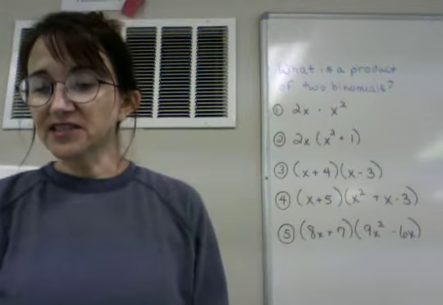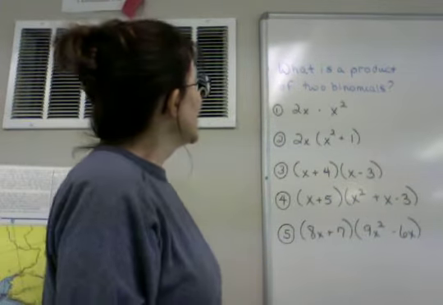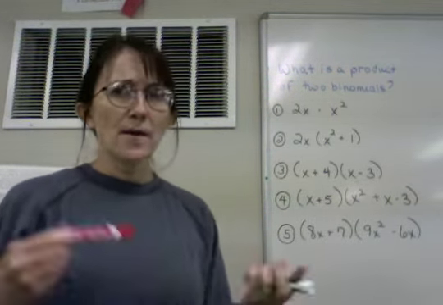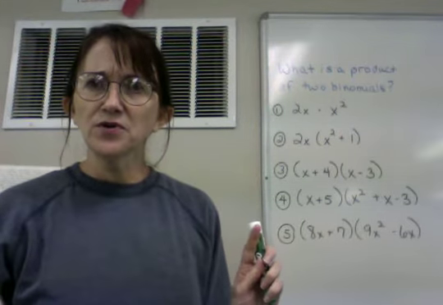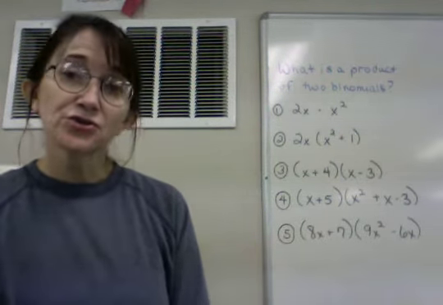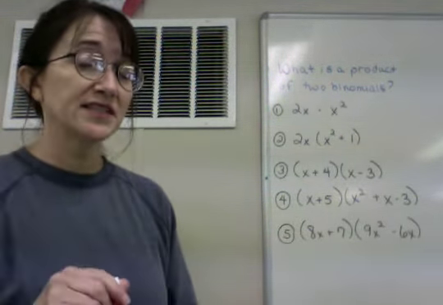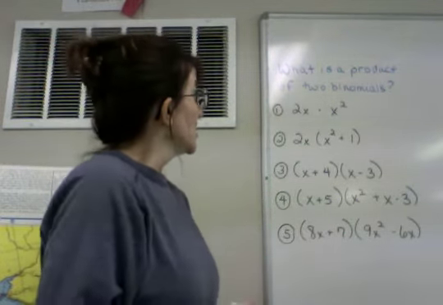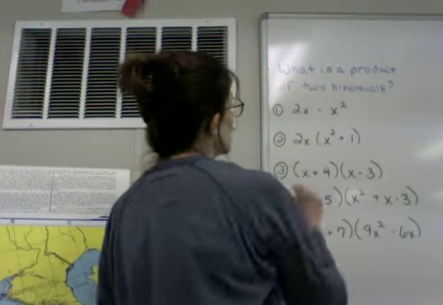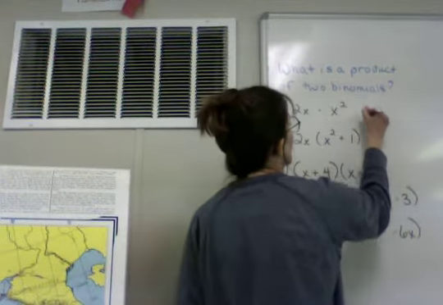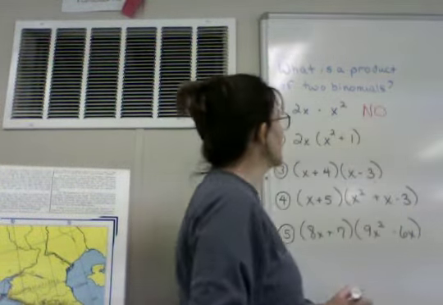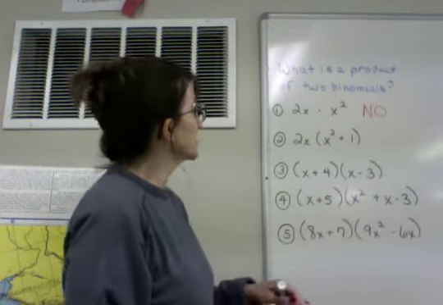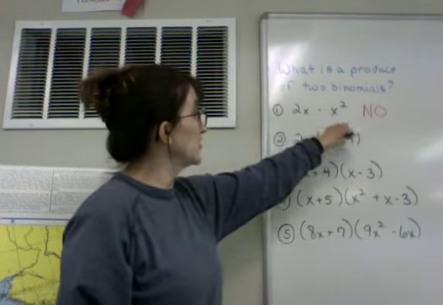So let's look at this. We have 2x times x squared. Binomial means I need two terms. I need to be multiplying two terms to two terms. So is this a product of a binomial? No, that is not a product of a binomial. It's a product of a monomial to a monomial.